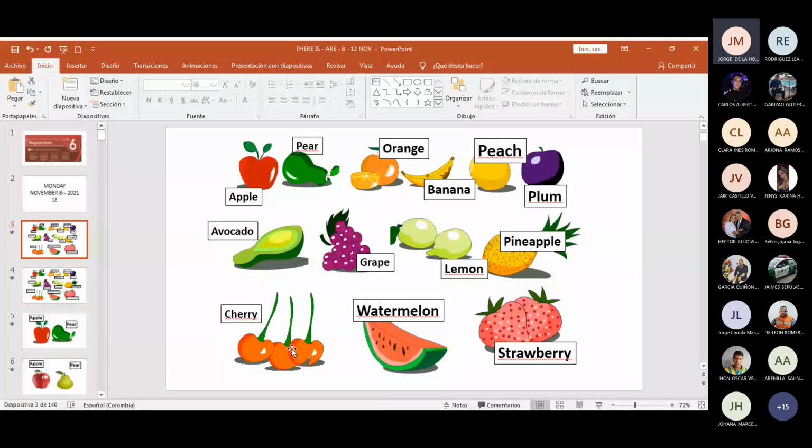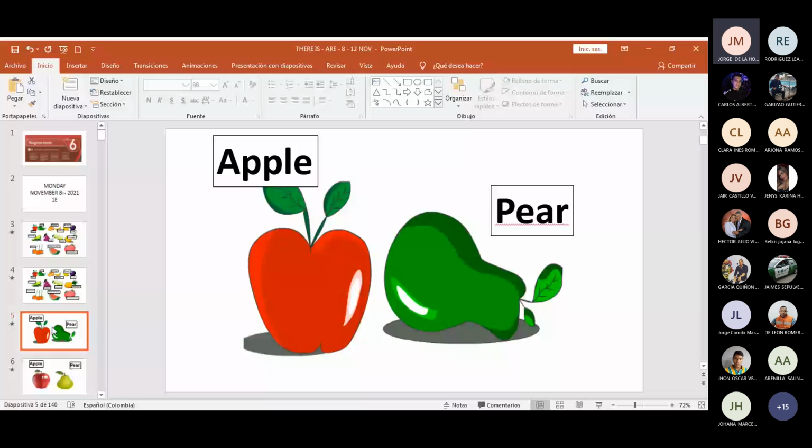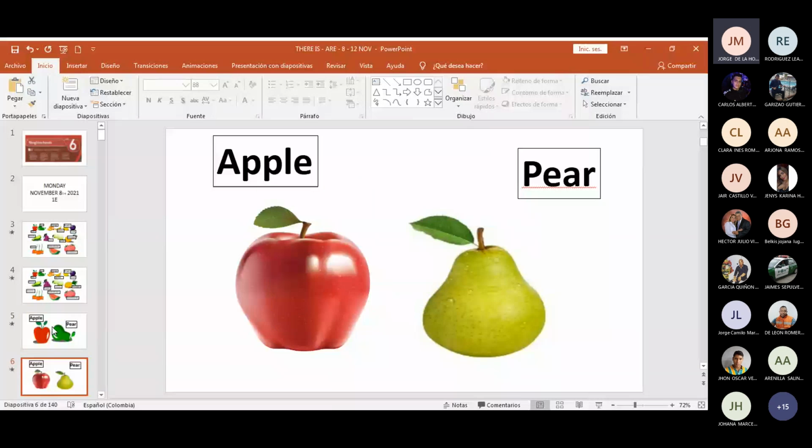Yes, students, here we have the apple, pear, orange, banana, peach, plum, avocado, grape, lemon, pineapple, cherry, watermelon, strawberries. So here we have the fruits. The fruits are very delicious. Here we have the apple and pear. Apple, pear, that is very delicious.